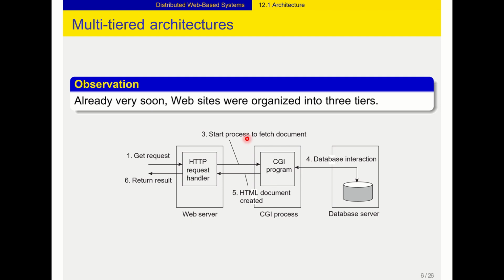The CGI program will start processing the request to fetch the document, and it will interact with the database. CGI will generate the HTML page, meaning this page is not read from the disk. It is generated by the CGI program on the fly, and the server will return the generated document to the client. Basically, the server does not know whether the document came from the file system or was generated dynamically by the CGI program.